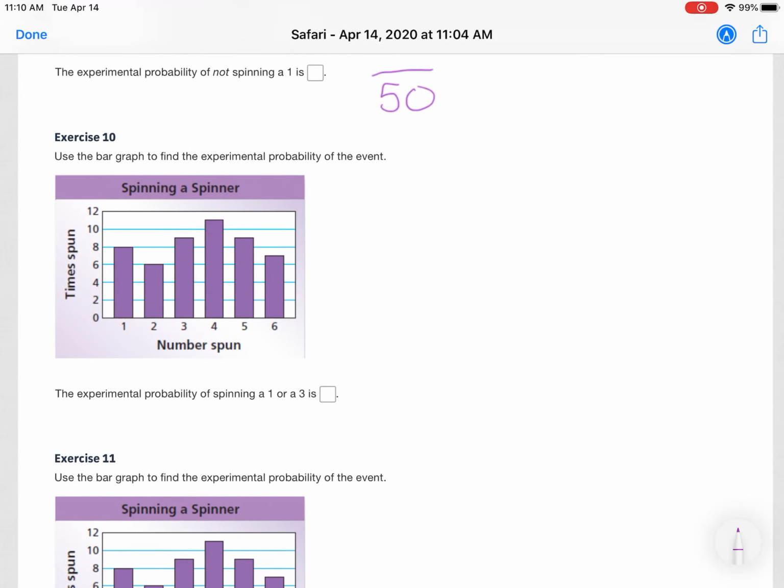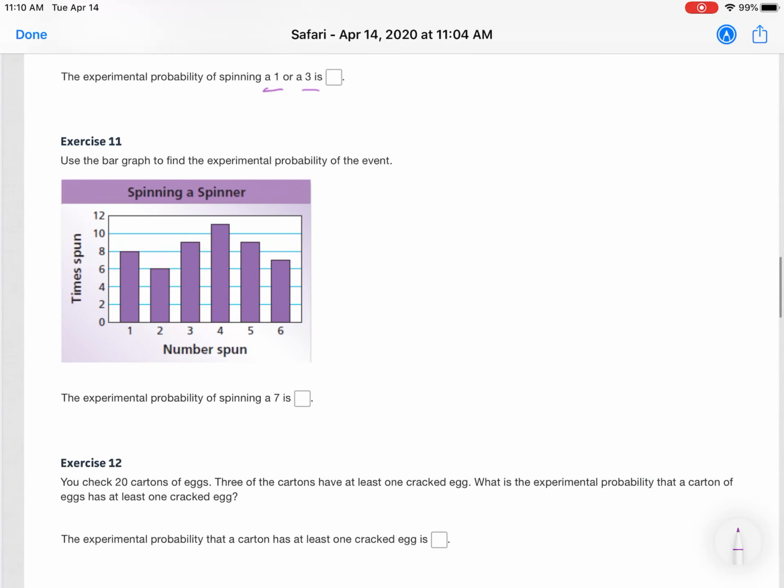Use the bar graph to find the experimental probability of the event. We're going to do the same thing. This time we're spinning a 1 or a 3, so you're going to add up this and that's your numerator. Same thing again. Spinning a 7, there are no 7s, so think about what your numerator should be if it's not possible to get a 7.